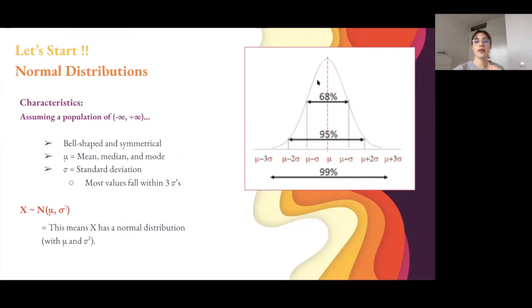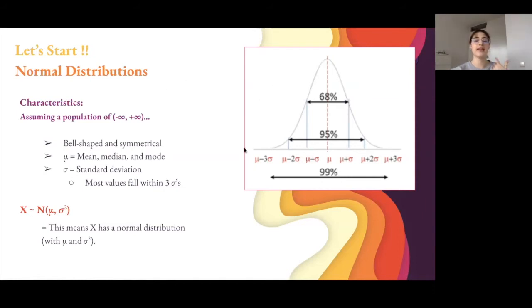So the way that we put this in terms of notation is in this red text that you can see on the bottom left corner. We have X with the squiggly, and then N, and in parentheses mu, and then sigma squared. And all this means is that X has a normal distribution with mu as the mean and sigma squared, or variance, as the variance.